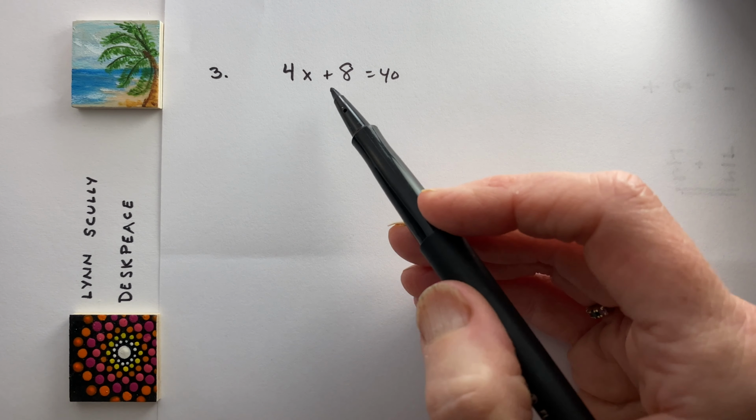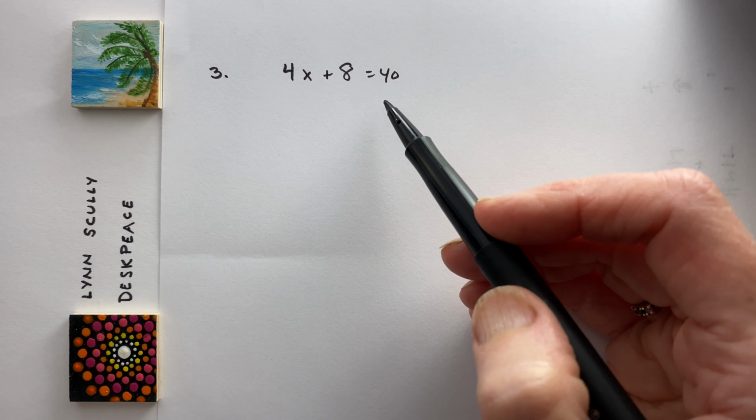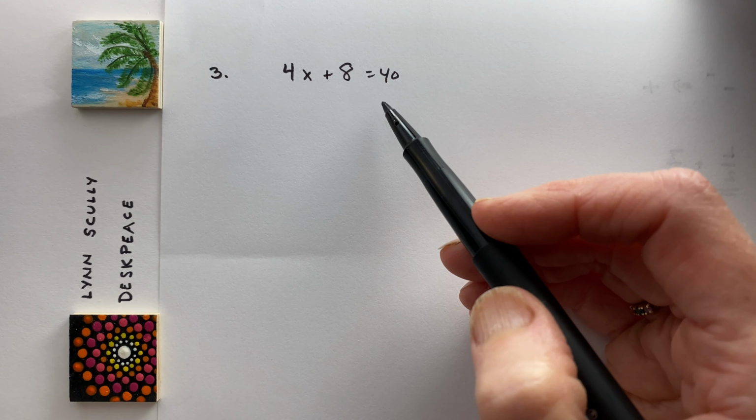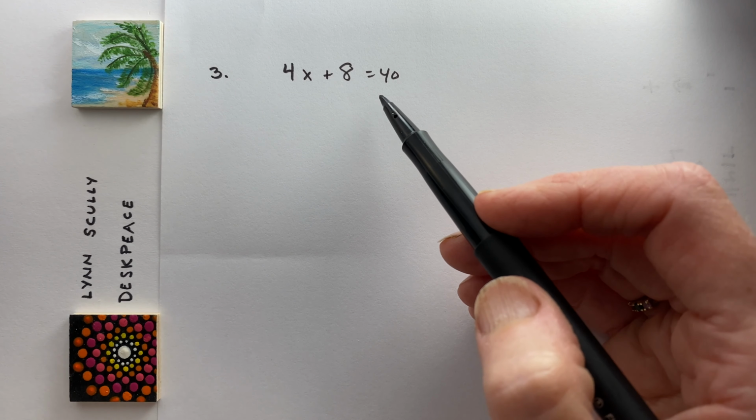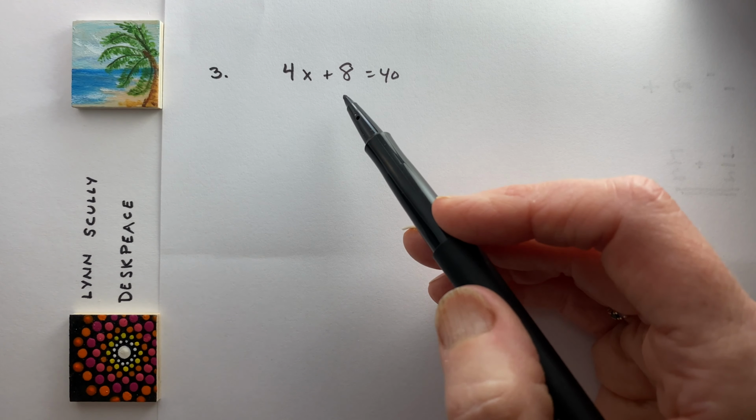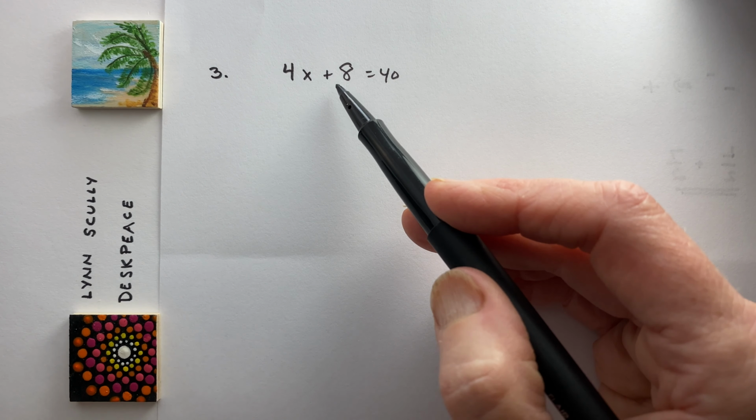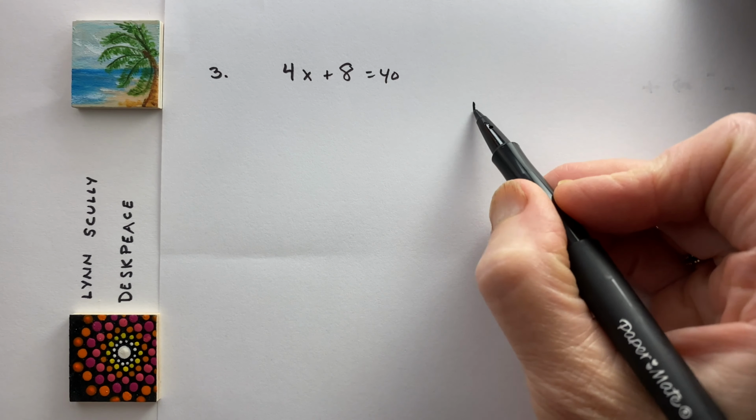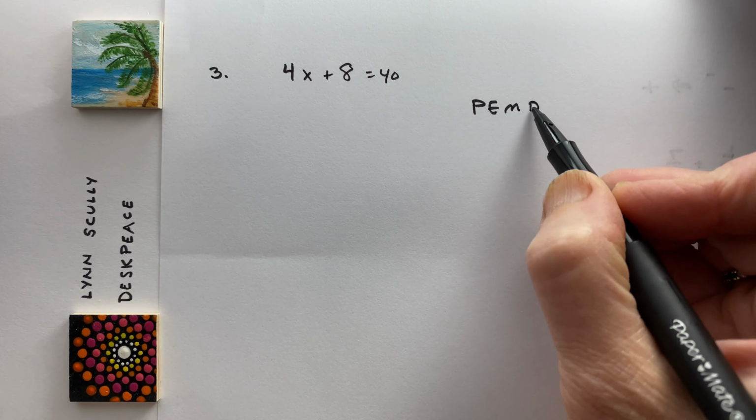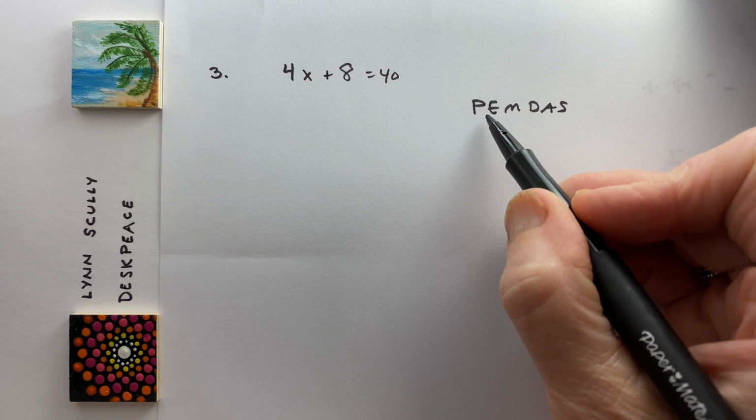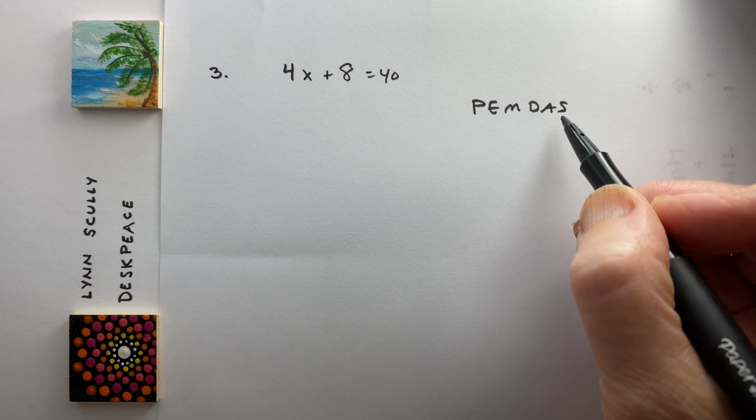Number 3, 4x plus 8 equals 40. If this looks suspiciously like number 1 and number 2 put together, it is, because now we have two things attached to our x, 8 by addition, 4 by multiplication. If we take a look at PEMDAS, packages, exponents, multiply, divide, add, subtract.